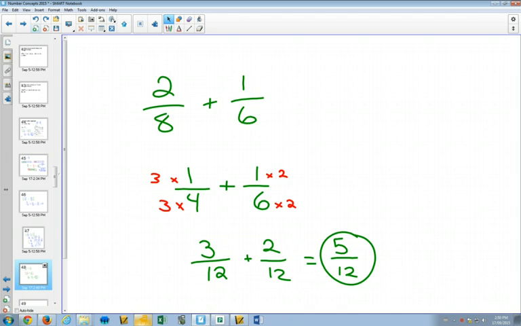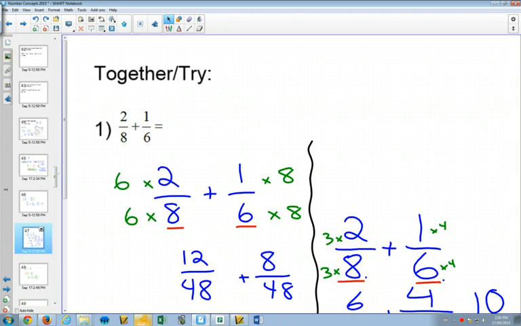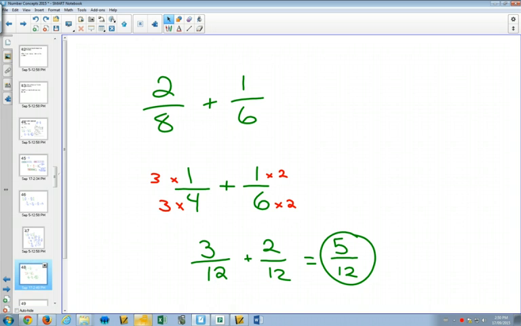All 3 of these ways, if you did them on a test, would get full marks. It's not like I'm going to say, oh, if you don't do this way, you're going to get 0. No, all of them work. As long as you get a common denominator and reduce it in the end, you will get the same answer no matter what.